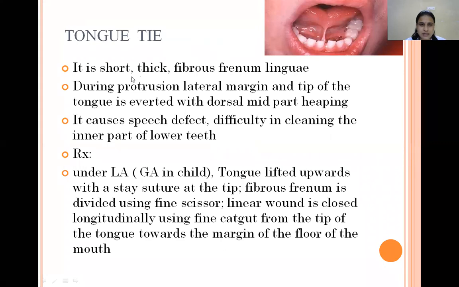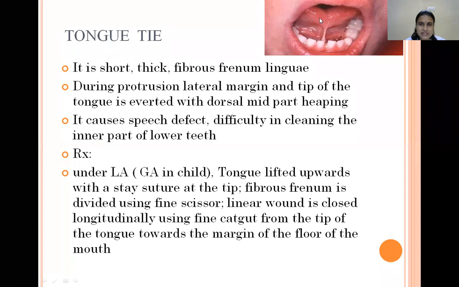It is the frenulum linguae that attaches the anterior two-thirds of the tongue to the floor of the mouth. Here, this frenulum linguae becomes short, thick and fibrotic. Hence there is difficulty in protrusion of the tongue. So during protrusion, what happens? The lateral margins and tip of the tongue are everted, and the dorsal midpart is heaping in the middle.